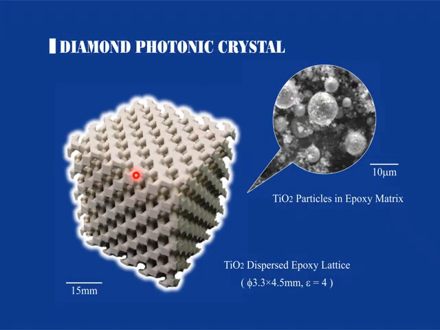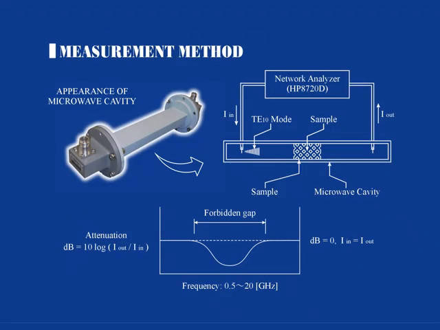Okay, this figure shows the fabricated diamond photonic crystals. In this case, titanium dioxide particles were dispersed into the epoxy matrix, and the volume fraction was only 10%, so the dielectric constant is not so high. However, in these three-dimensional structures the periodic structure dimension is about 10 millimeters, so it is possible to reflect the microwave by using these three-dimensional patterns. Okay, and the microwave property was measured by using metal tubes like this.